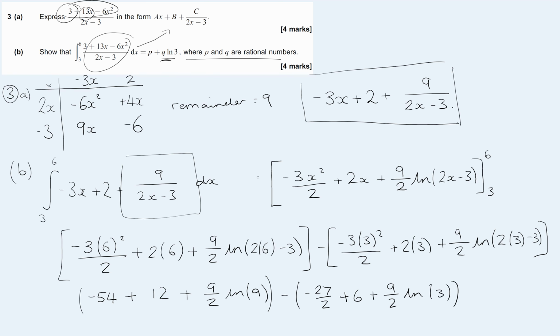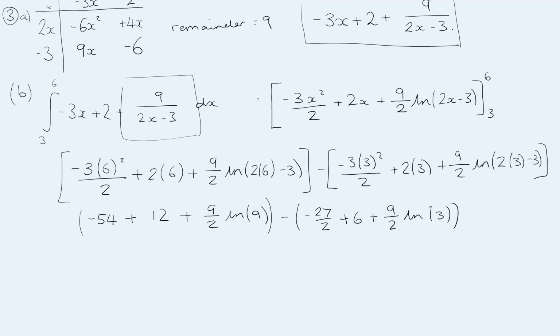So I'm now going to take even more steps through this problem. So I'm going to expand my bracket. And the reason why I'm going to do this in such detail is because it's a negative, and it's so easy to make a mistake here. So I've got minus minus, so I've got plus 27 over 2. I've got minus 6, and I've got plus, sorry, I haven't got plus. I said it was easy to make a mistake. I've got minus 9 over 2 ln 3. So my numeric terms, minus 54, plus 12, plus 27 over 2, minus 6. Plug them all into your calculator, minus 69 over 2.